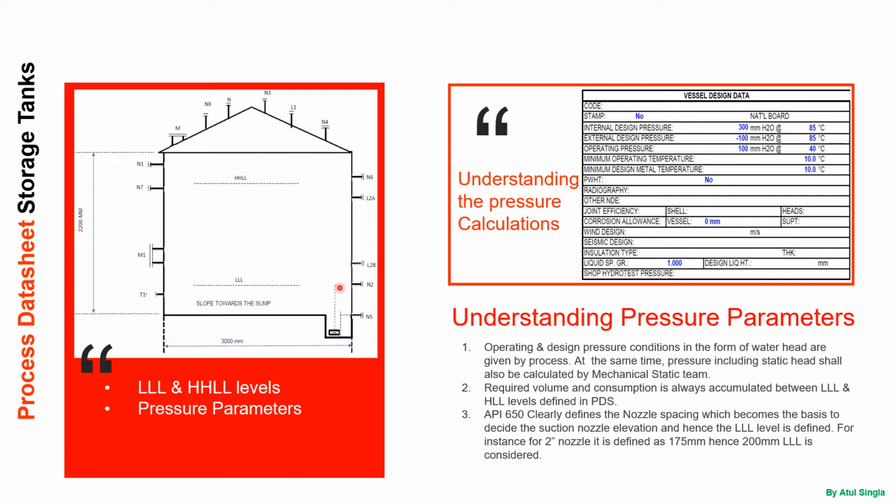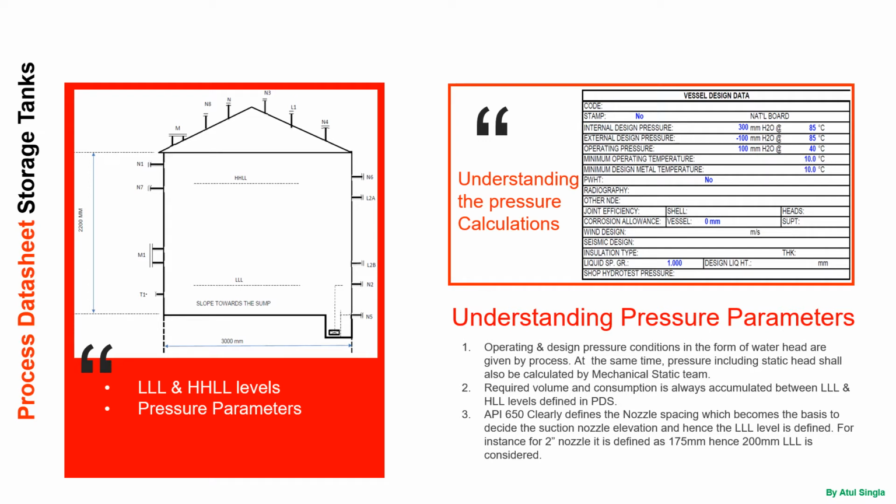For example, in this case, if you want to calculate the LLL level, the suction nozzle has to be spaced from the bottom. The minimum spacing for a 2-inch nozzle is around 175 mm. So in this case we cannot place this suction nozzle below that. Considering some safety factor, we can consider 200 mm elevation from the bottom of the tank to this nozzle. So that means this LLL will be around 200 mm. So this kind of volume will be the dead volume.